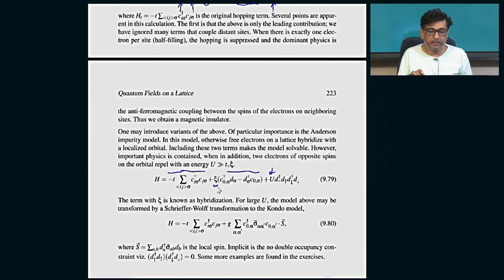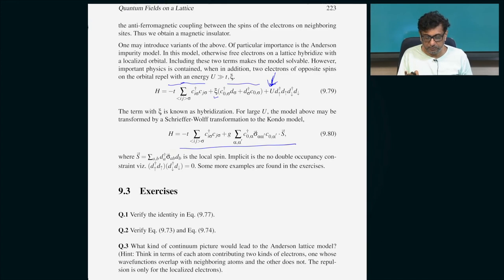Just like in the earlier example where the Hubbard model could be transformed to a model involving magnetic moments, here too I can transform this hybridized model. It is called the single impurity Anderson model. When U is very large, it can be transformed to something called the Kondo model. The Kondo model describes the interaction of the itinerant spin of the electron with the localized spin that is sitting there. This is a very important model in condensed matter, and it has an important historical value also.